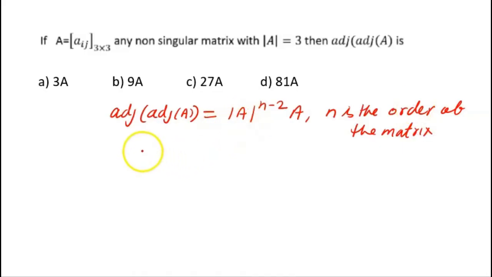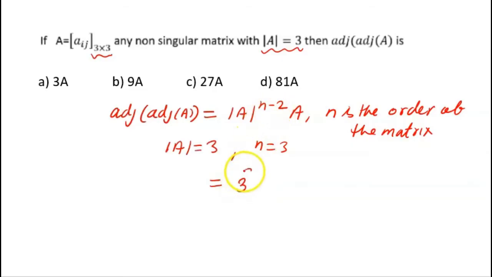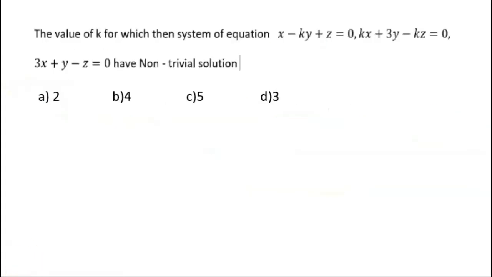So what is the determinant of A? Determinant of A is 3, which is given. It is a non-singular matrix whose determinant value of A is equal to 3. And what is n here? N is 3 because this is a 3 cross 3 matrix. So n is equal to 3. So what will be the answer? Determinant of A is 3 and 3 to the power 3 minus 2 into A. So it is actually 3A. So what is the correct answer here? The correct answer here is A.